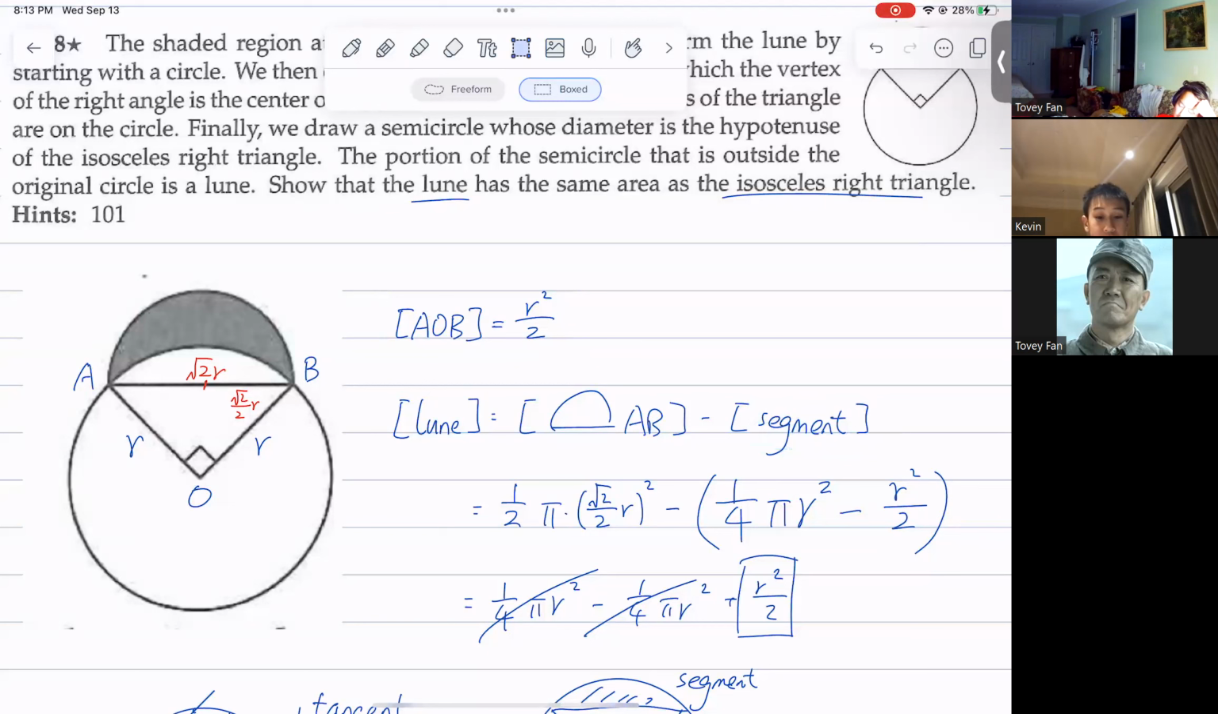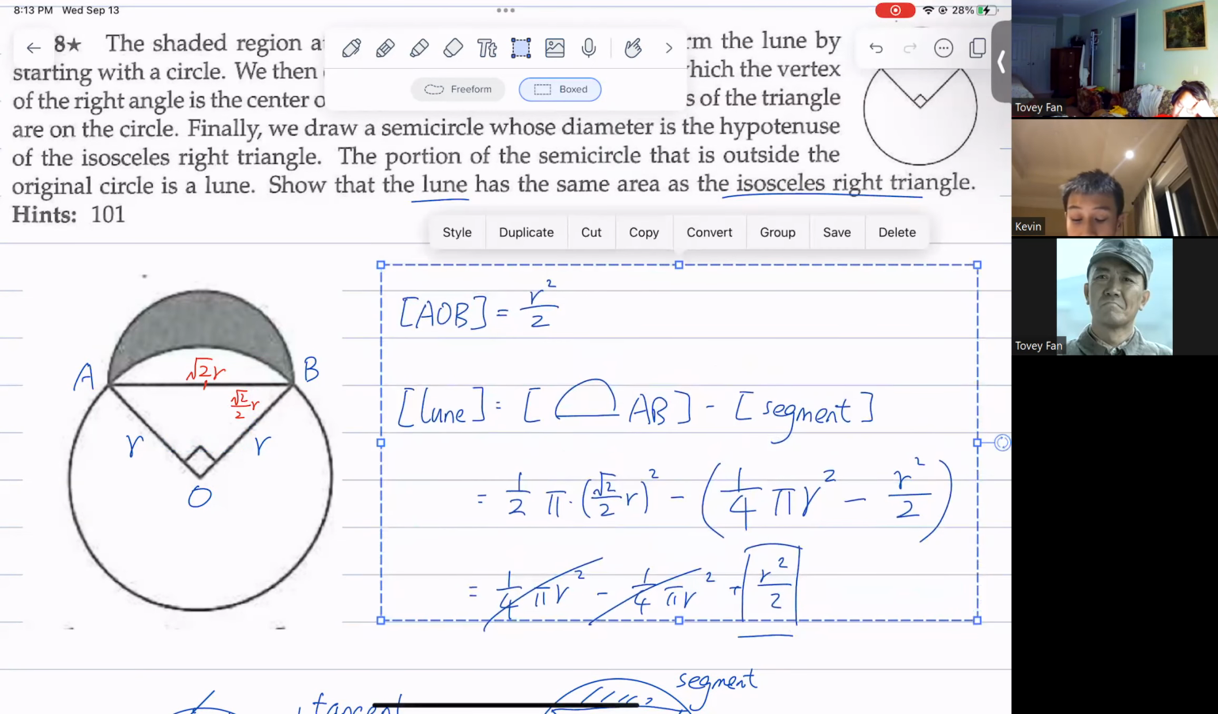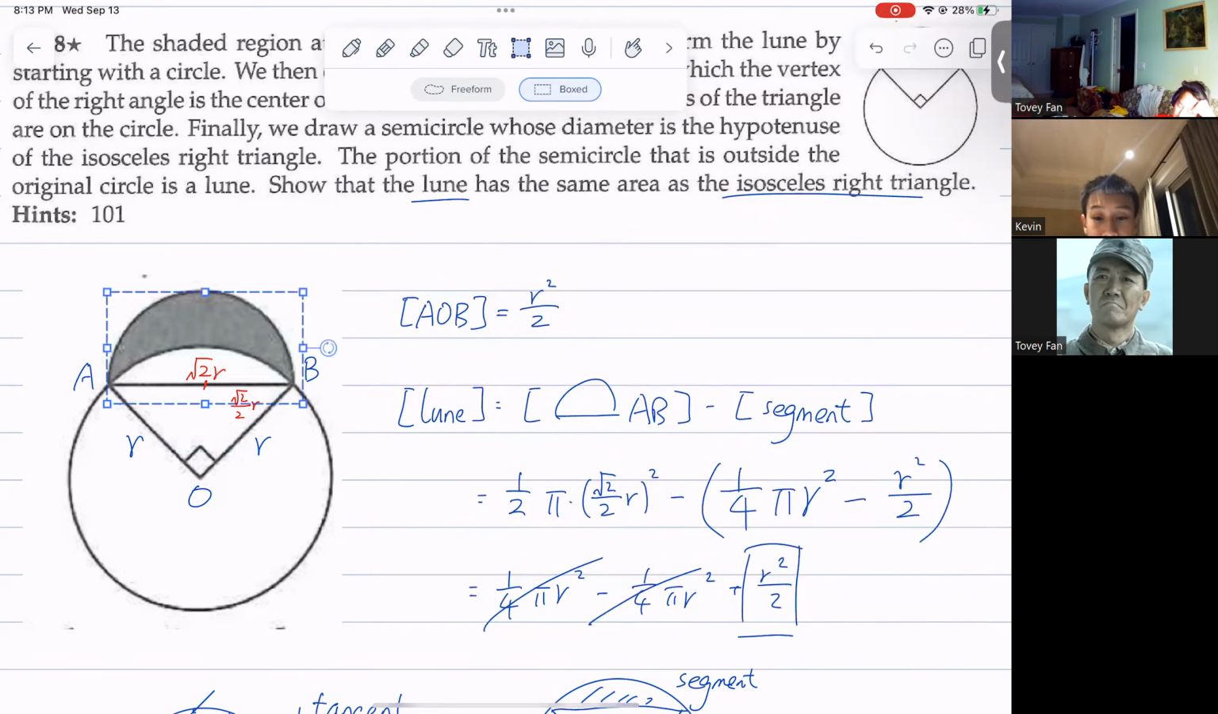To find a segment, quarter circle minus the triangle. Quarter circle is just 1/4. That's it. I really don't see anything hard because in this question, everything is just all about the knowledge we learned.